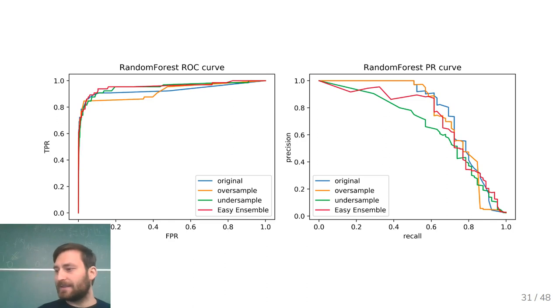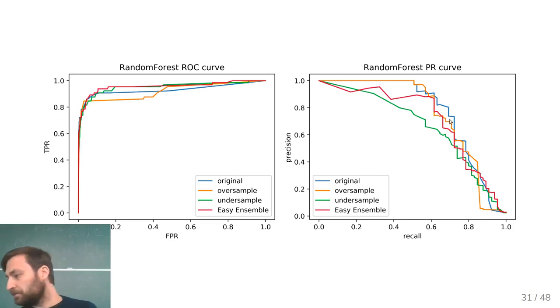But again, I think it's most informative to look at the whole curves. So you can see here in the precision recall curve, in green you have the undersampling, and in red you have the easy ensemble. If you care about very high recall, that was where undersampling was good, and now the easy ensemble improves over the undersampling. In the high precision area, it's somewhat better than the undersampling, but still not as good as the baseline.